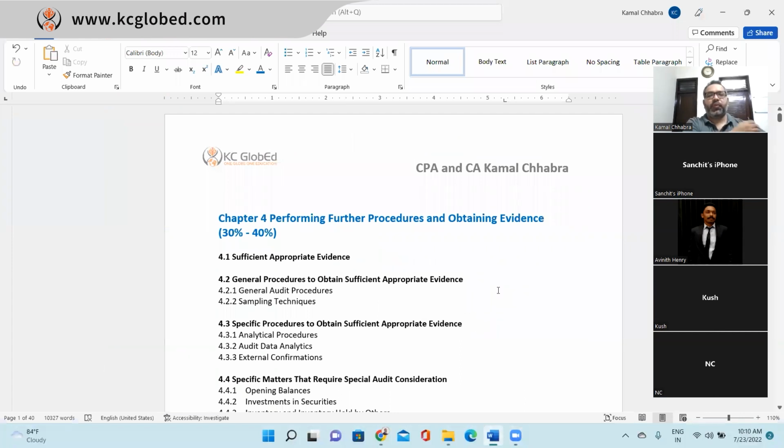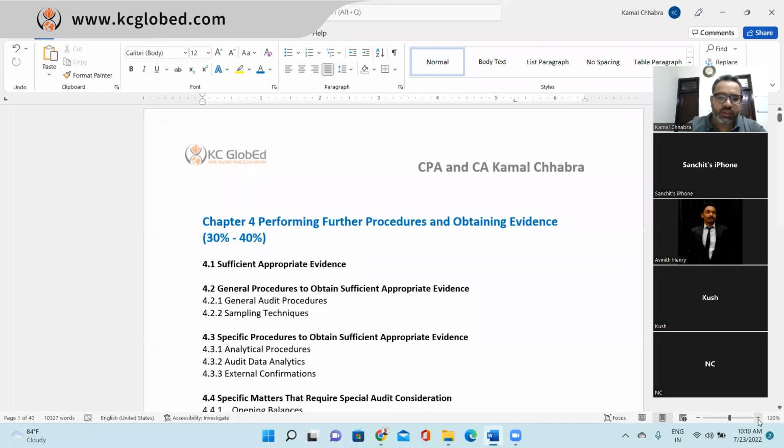Right, so this is chapter 4. Last week, we covered sufficient appropriate evidence, a high level overview about what is evidence, what is sufficiency, what is appropriateness of the evidence, right? And after that, we started the 4.2 topic, which is journal procedure to obtain sufficient and appropriate audit evidence. So we discussed in detail about journal audit procedure. What were those procedures? Inquiries, analytical procedure, right? You guys remember those? Inspection, reperformance, recalculation, confirmation, right?